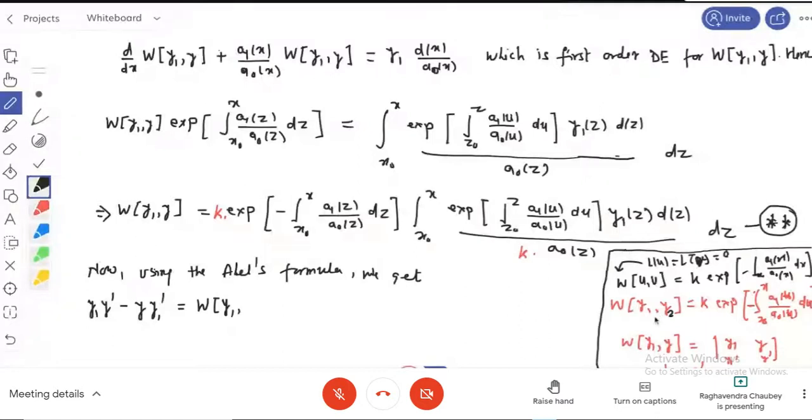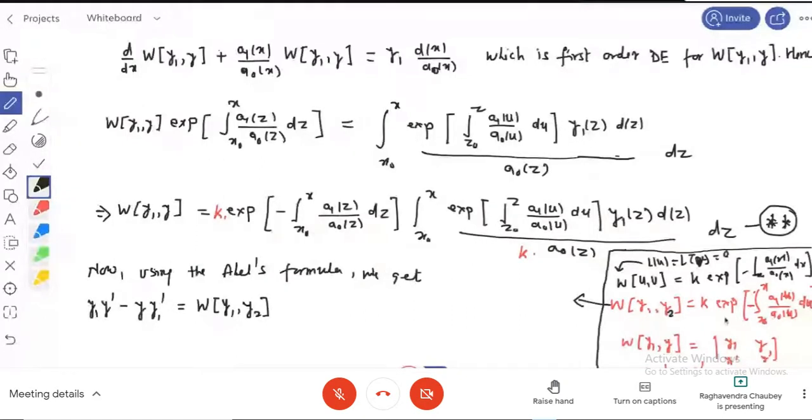So here y1 and y2. In fact, at the start of this derivation we take y1 and y2 to be the two linearly independent solutions of this homogeneous equation. So here we can write this for y1 and y2. The Wronskian of y1, y2 equals this thing. So using that formula, we can write this for y1 and y2.